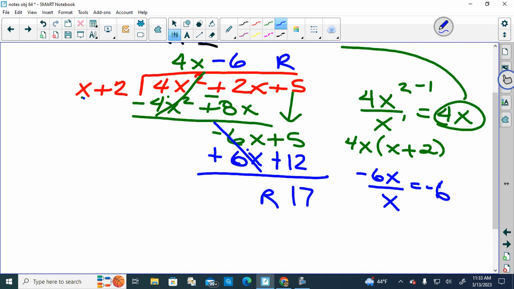Because it didn't go in, that's not going to be able to go into that. There are no more numbers to bring down. So your answer is 4x minus 6. Remainder is 17.